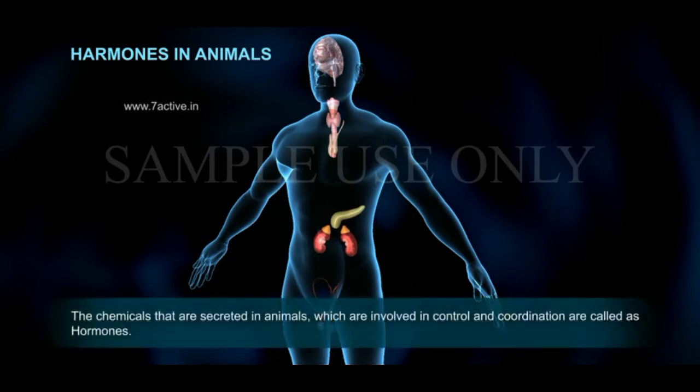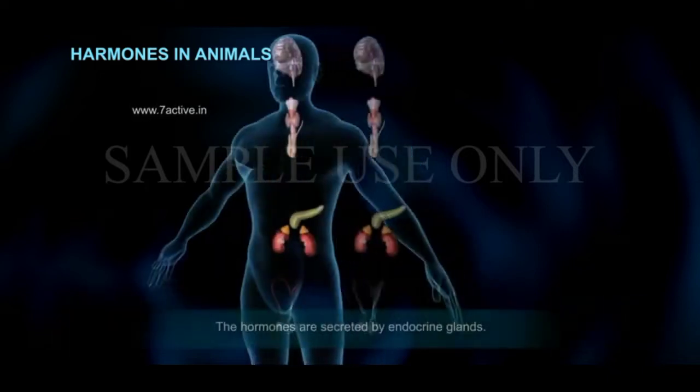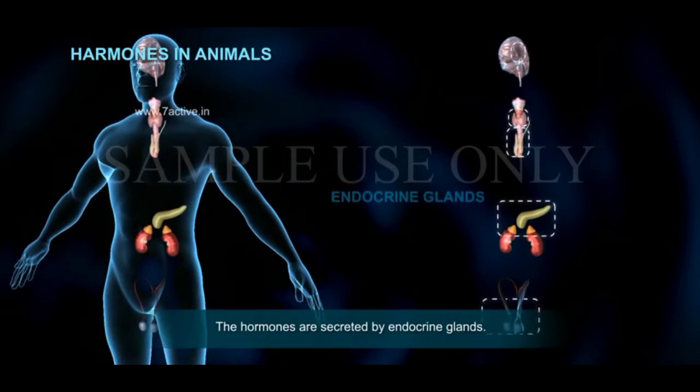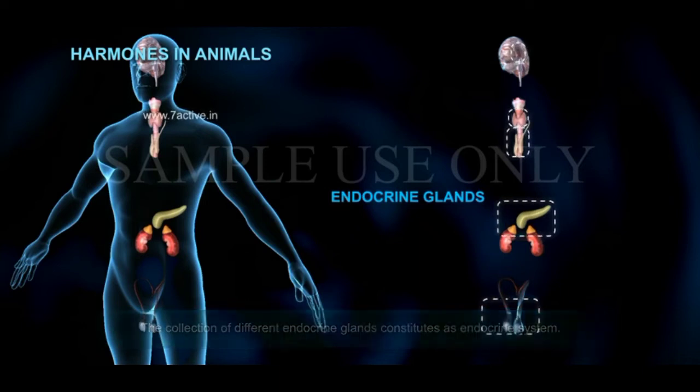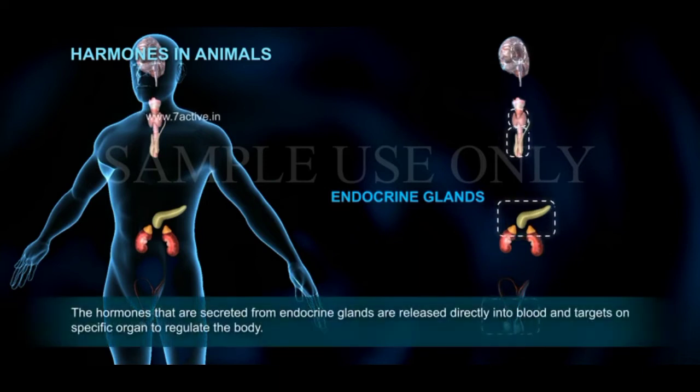The chemicals that are secreted in animals and are involved in control and coordination are called hormones. The hormones are secreted by endocrine glands. The collection of different endocrine glands constitutes the endocrine system. The hormones secreted from endocrine glands are released directly into the blood and target specific organs to regulate the body.